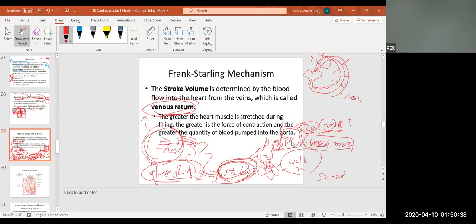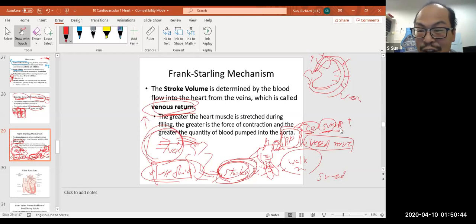Can you say that again? Dehydration causes low venous return, causes low stroke volume, and what was it? Low stroke volume will cause low cardiac output. Low cardiac output will cause low BP, low blood pressure.